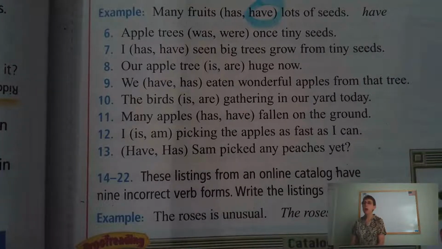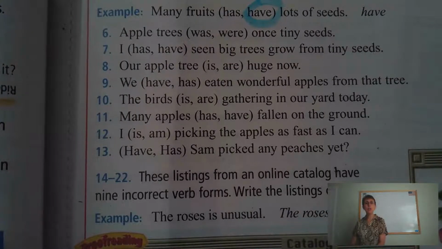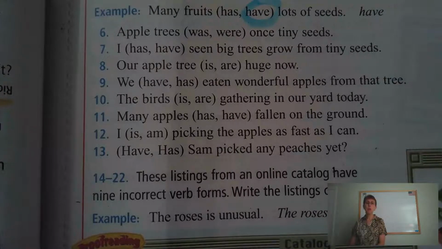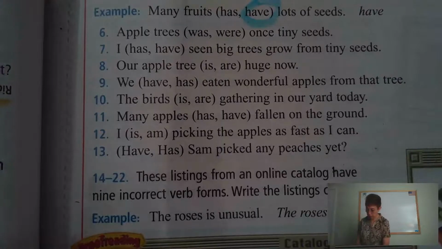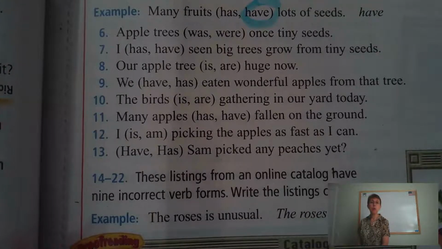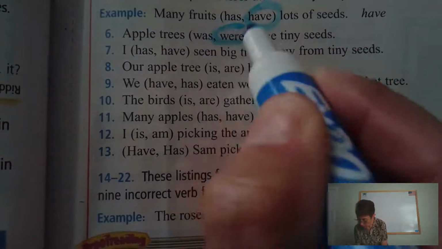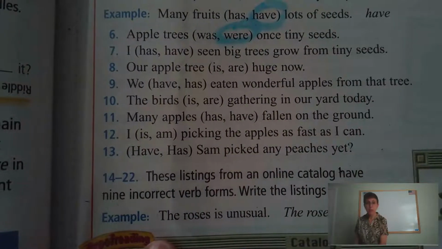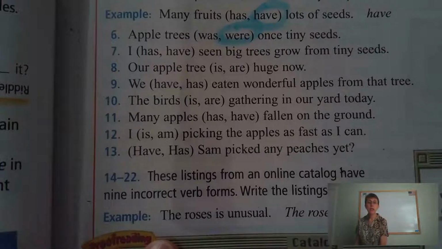Again, you can just listen to how it sounds. You can tell which one sounds correct, but you need to understand why it's correct as well. Number 6, apple trees blank once tiny seeds. Apple trees is plural, so we do need to use a plural form of the verb. Apple trees were once tiny seeds. Number 7, I blank seen big trees grow from tiny seeds.